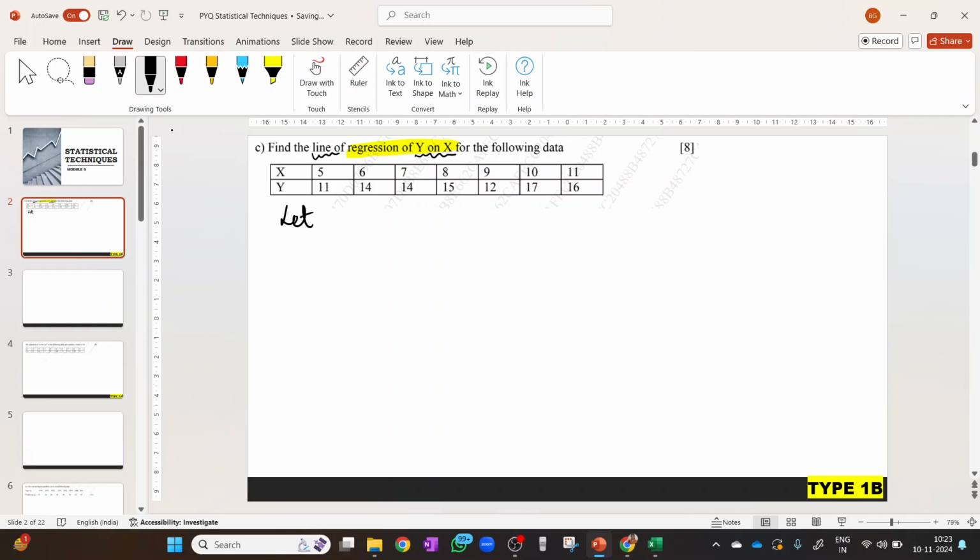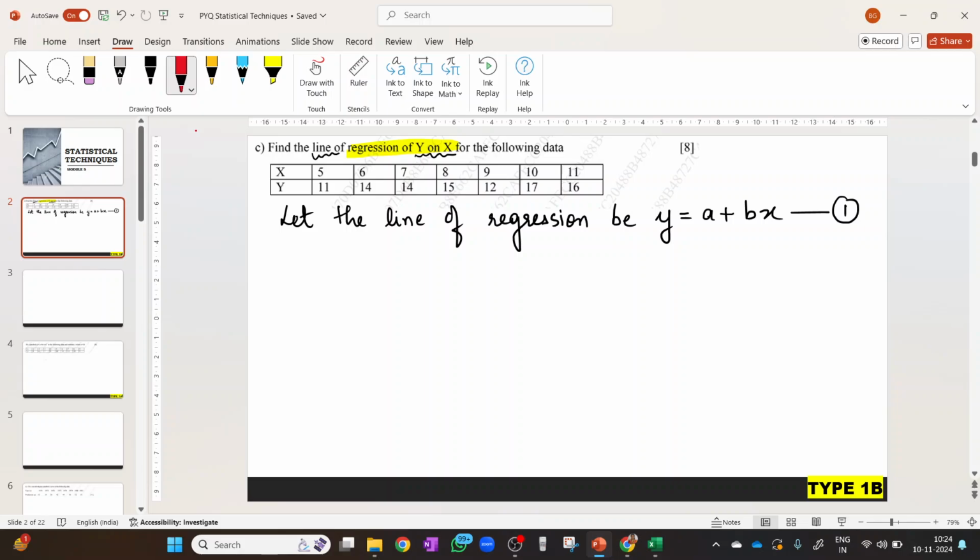You start with: let the line of regression be y is equal to a plus bx. You might also use ax plus b. Whatever you use here, your normal equations will change accordingly. The method that we are going to use is called the least squares method. In the least squares method, once you assume the line or the curve, you then have the normal equations.